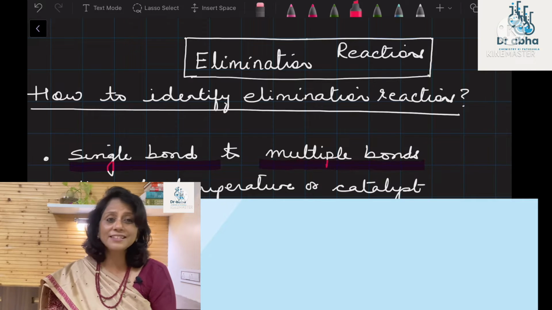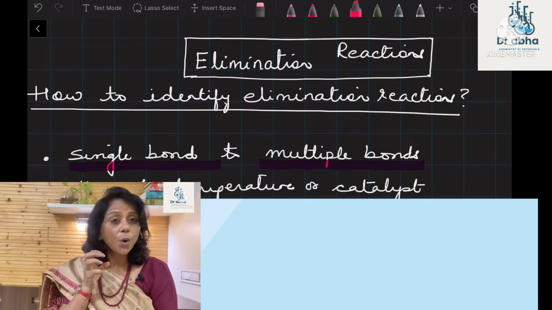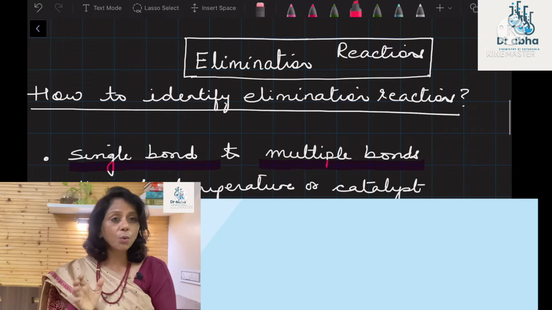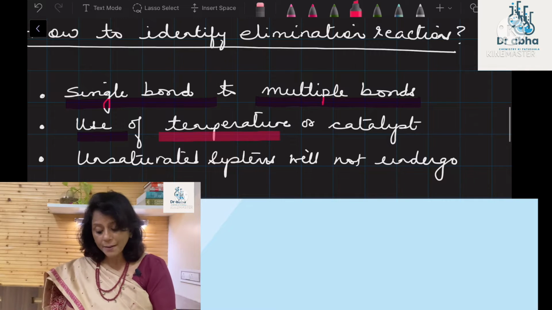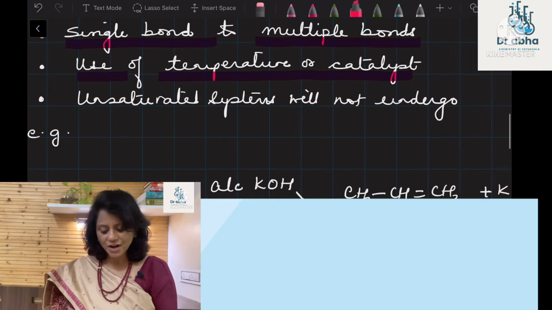Thermodynamically, that's not as energetically feasible a process. A strong single bond being broken and the weaker multiple bond being formed, that is an additional pi bond, which is a weaker bond being formed, energetically not a very viable way. Still it happens, right? Why? Because we use high temperature and we use catalysts. Sometimes we use specific reagents like alcoholic KOH, right?